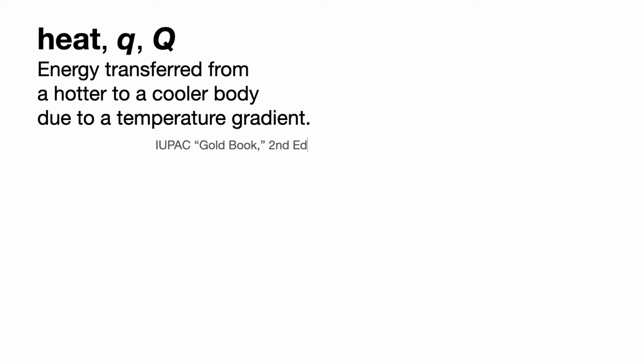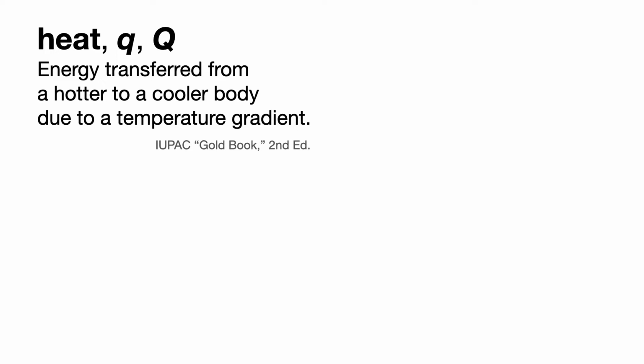Okay, so the rest of this video is going to be concerned with a particular facet of energy, and that is heat. So heat, which is represented by the symbol Q, either lowercase or capital Q, is defined as the energy that's transferred from a hotter to a cooler body due to a temperature gradient. So basically, energy that's transferred from a hot object to a cold object is called heat.